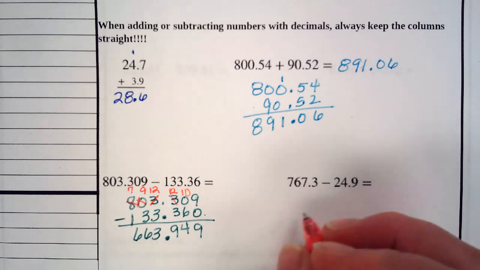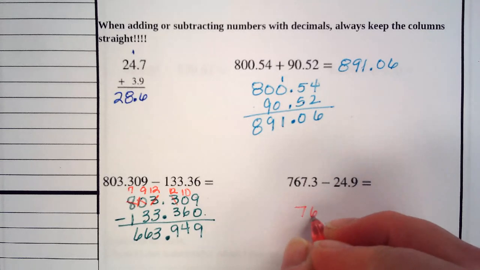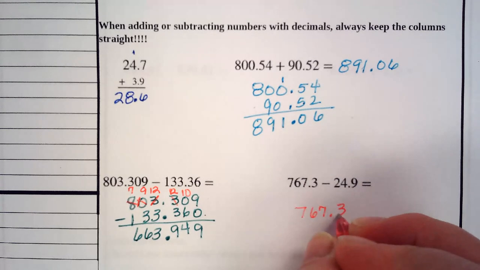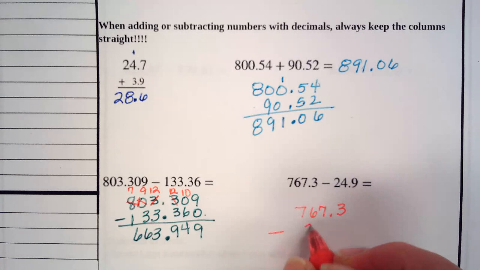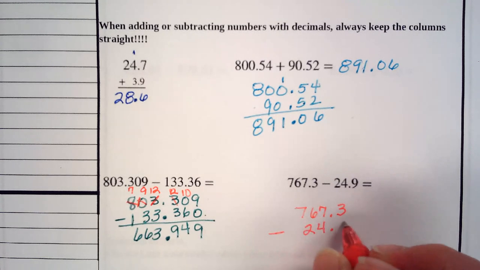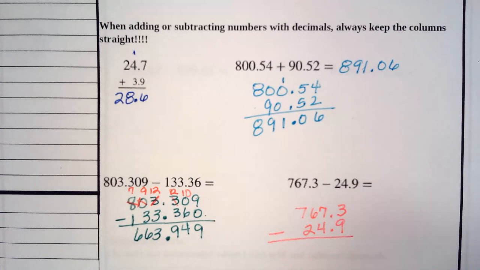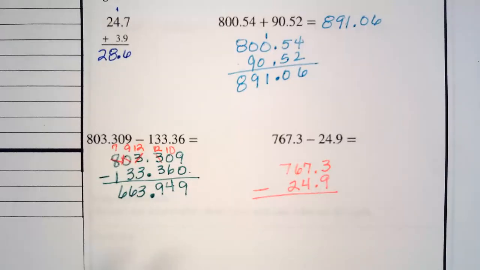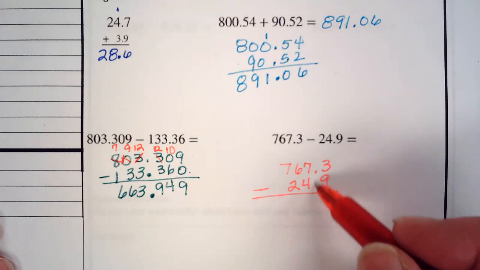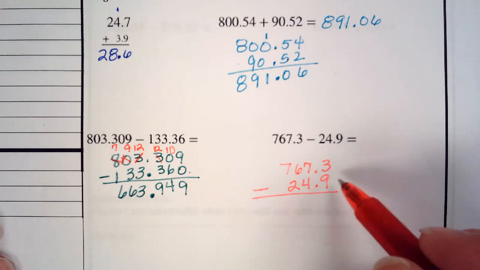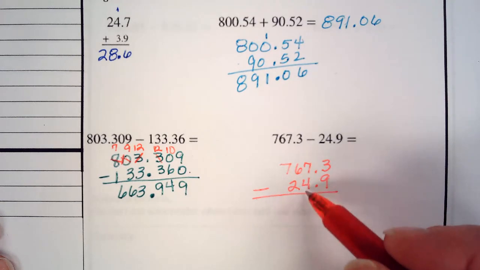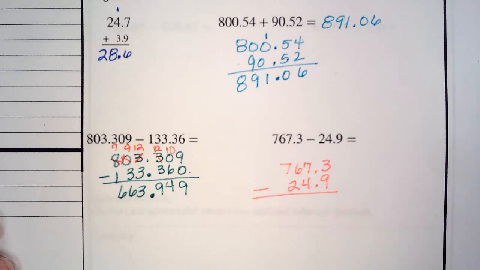Well, I hope you tried. So, 767.3 minus 24.9. As you're looking at this, you've got your decimals in the same spot. You've got your tenths in the same spot, your ones, your tens, and your 100s. Everything has to be lined up correctly.